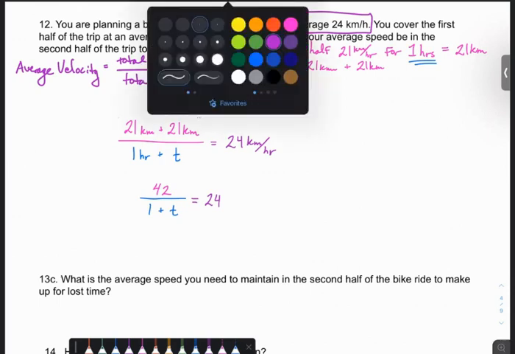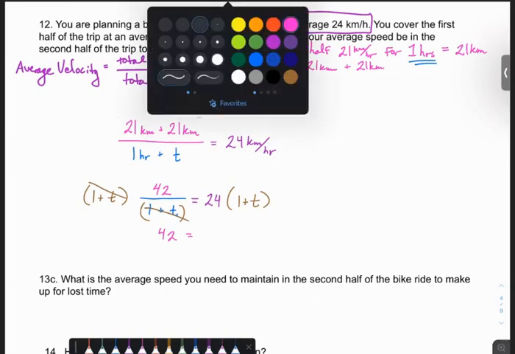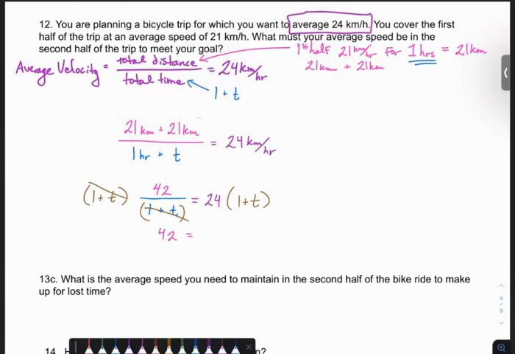To get that 1 plus t into the numerator so I can solve for t, I'm going to multiply both sides by 1 plus t. And then this will cancel out, and I'll have 42 is equal to, and I need to make sure that I distribute in. So when I do 24 times this stuff, I'm going to end up with 24 times 1, which is 24, plus 24 times t, which is 24t.